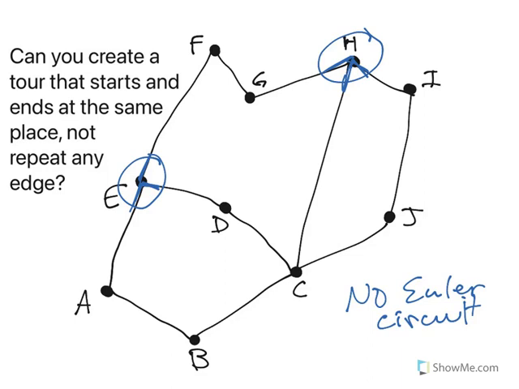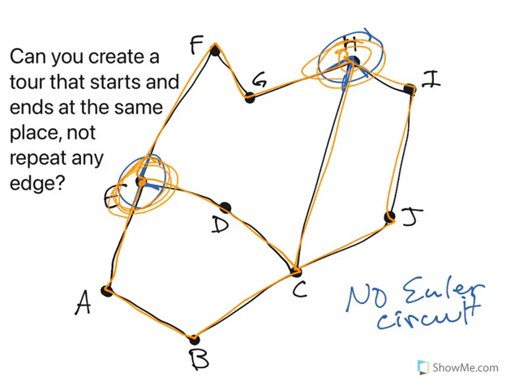So now, because there's only two, we can create a path that goes over every bridge without repeating, but it's going to end up in a different place. So let's see if we can figure this out. So if I would start at E, right, and kind of follow this along, I can do that, but I'm going to end up at H. So we could start at E, end in H.